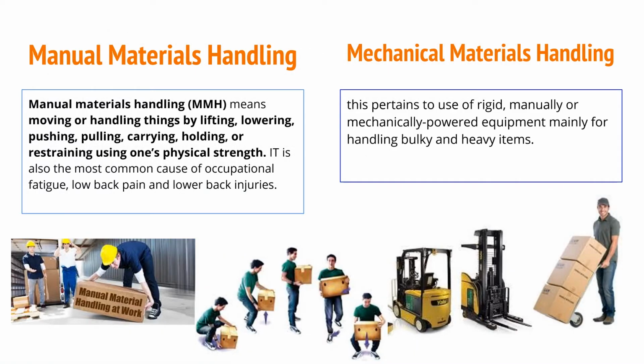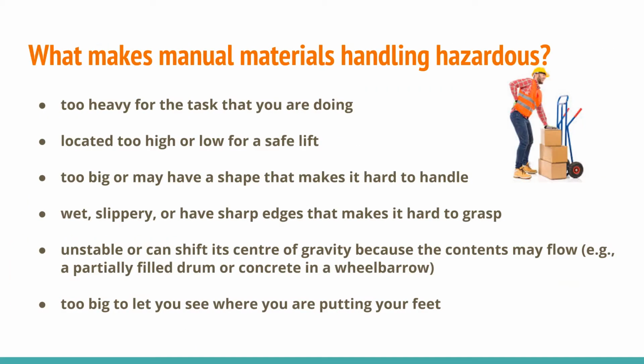The difference between manual and mechanical materials handling is that manual materials handling means moving or handling things by lifting, lowering, pushing, pulling, carrying, holding, or restraining using one's physical strength, meaning you carry it on your own, while mechanical uses tools or mechanical equipment to carry and ease the load you are bringing.